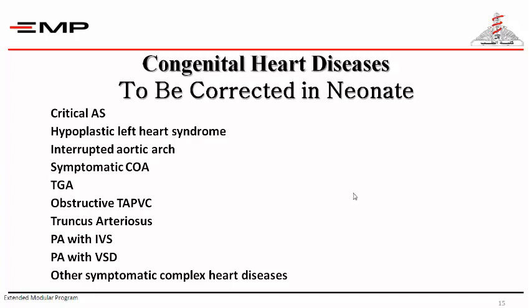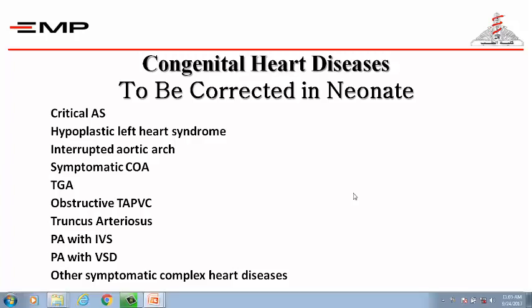obstructive total anomalous pulmonary venous connection, or a severe exposure of the lung to a very high flow, as in truncus arteriosus, severe pulmonary hypertension, or the TGA.